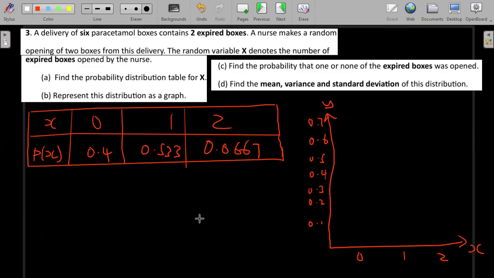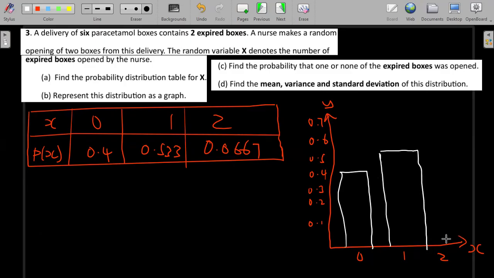From there we can just plot. At 0 we have 0.4, so at 0 I'm going to go to 0.4. At 1 we have 0.53, so at 1 I'm going slightly above 0.5. At 2 we have 0.06, which is somewhere just below the 0.1. That one is going to be just here below. So this graph represents the probability distribution that I have there.